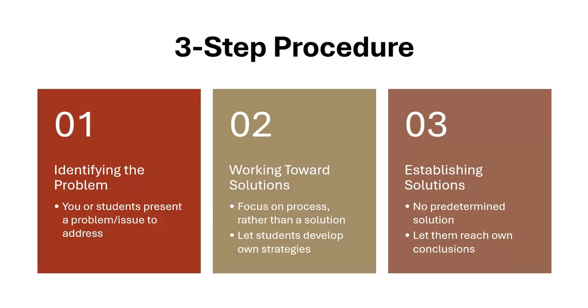And then the third step is to establish solutions. So there's no predetermined right answer. You should let them reach their own conclusions and then talk about why they came to that conclusion, what information did they find, and if you're working as a group, how did they manage that process as a group, and so on. So you can imagine it's a bit more ambiguous.